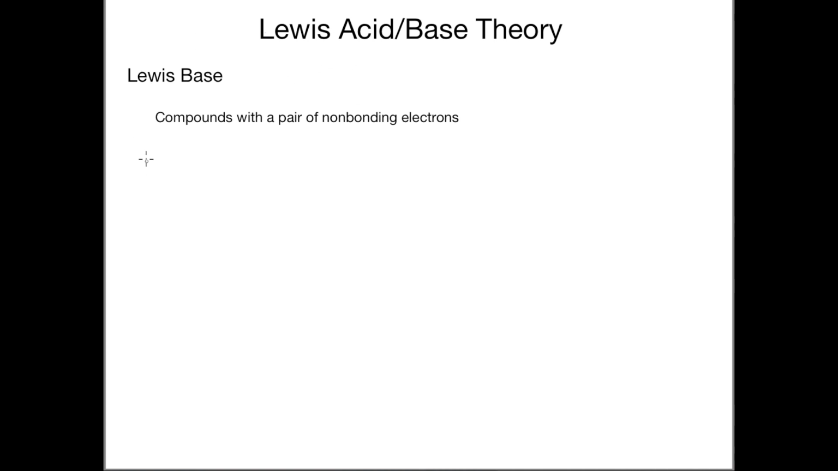Now, Lewis bases. In general, Lewis bases are those that have some sort of non-bonding electrons, or some sort of electrons to give away. Very commonly in organic chemistry, you'll see that nitrogen and oxygen typically serve as Lewis bases. Both have lone pairs of electrons. Nitrogen has one lone pair, oxygen has two. They can donate those lone pairs in a Lewis acid Lewis base reaction.